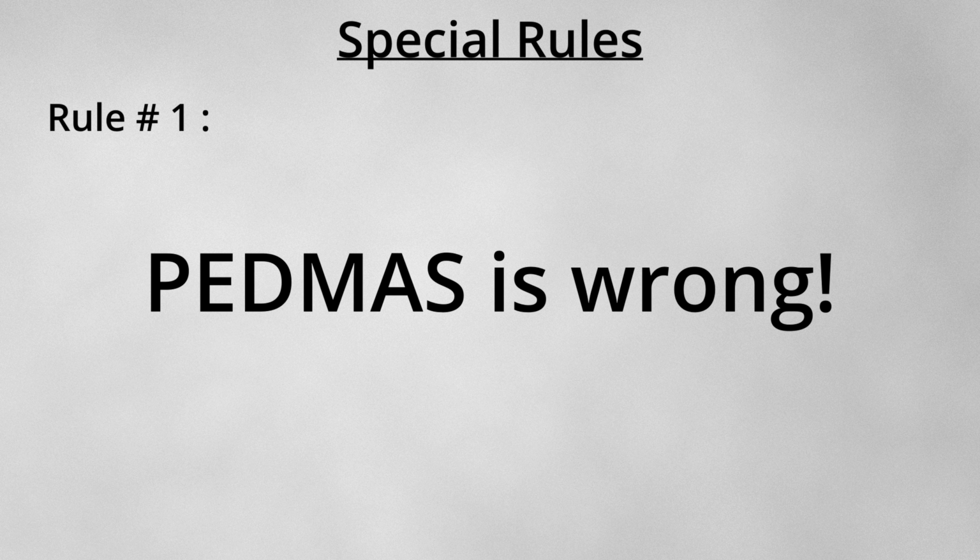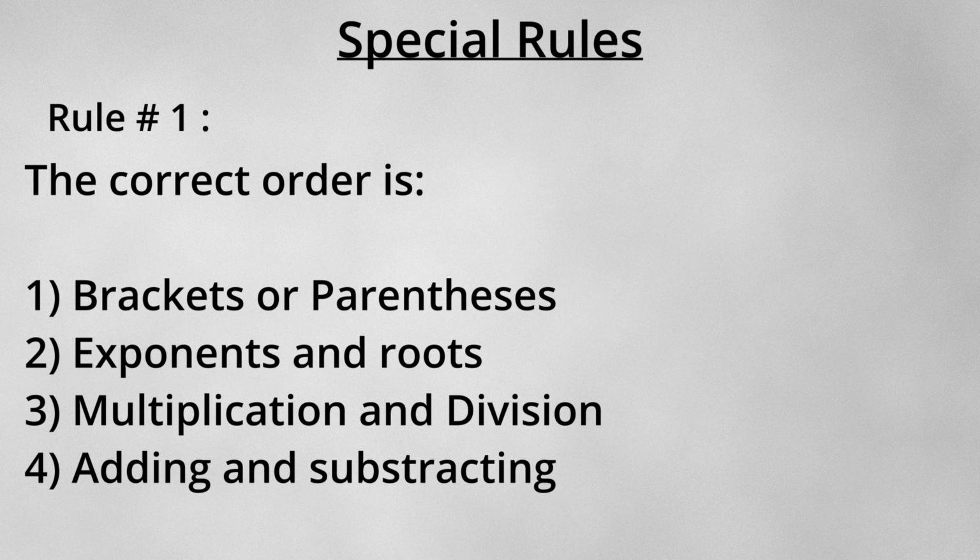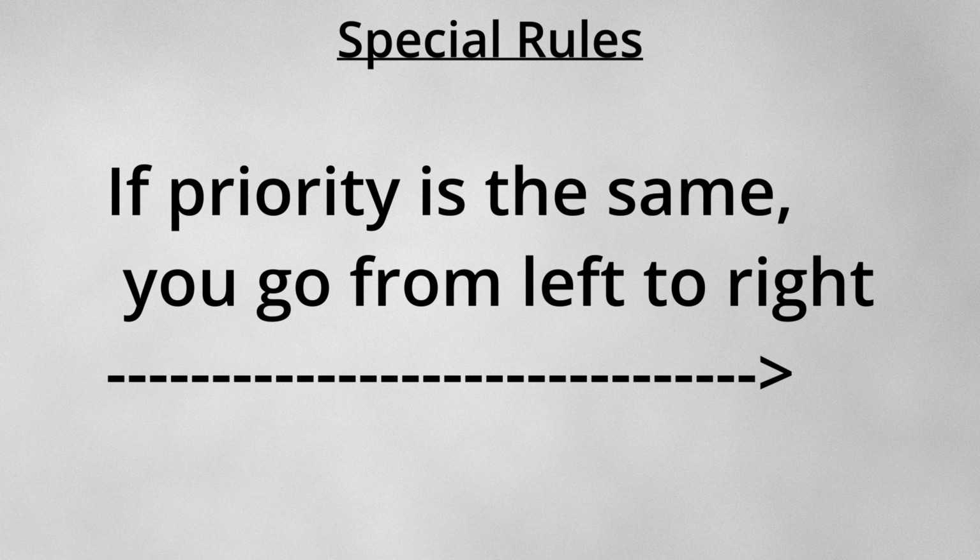Now, there are also certain rules that are very important to know before you set off on your own. Rule 1. The order that I just showed you is not really correct, because it separates things a little too much. The correct order would be 1. Brackets or parentheses, 2. Exponents and roots, 3. Multiplication and division, and 4. Addition and subtraction. So, for example, multiplication and division have the exact same priority, alright? So when two things have the same priority, you go from left to right.